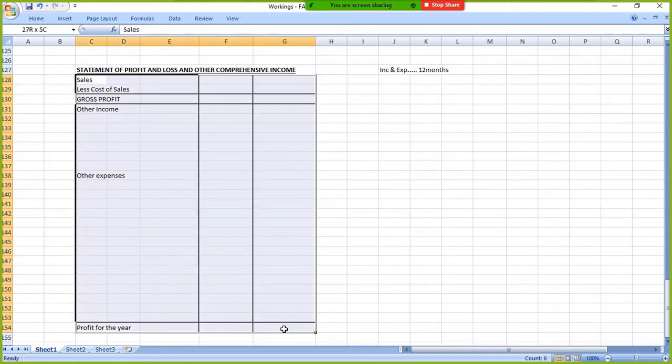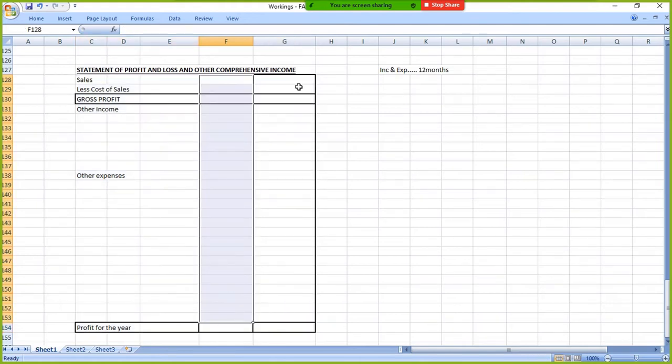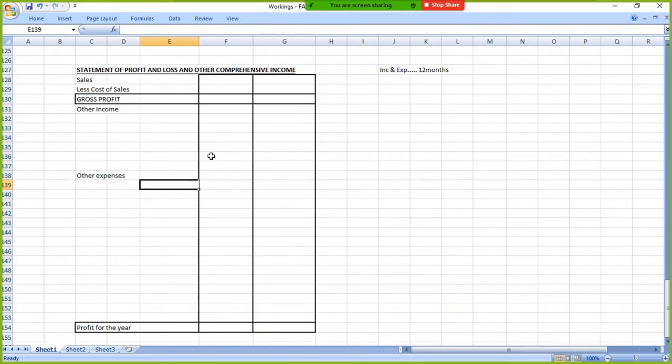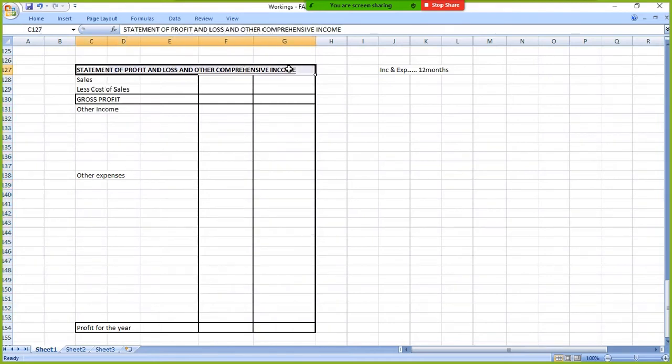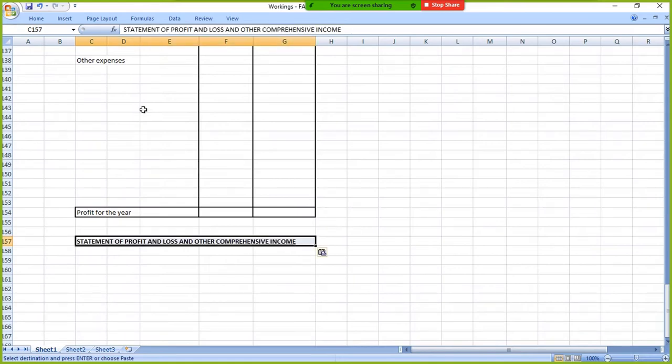I've seen this in a lot of other textbooks and at other institutions as well. You can use a two-column approach. It's perfectly acceptable. All right, so that's the first statement. And then the other statement, copy paste. Let's put a heading, statement of financial position.